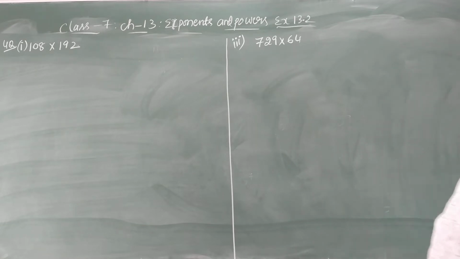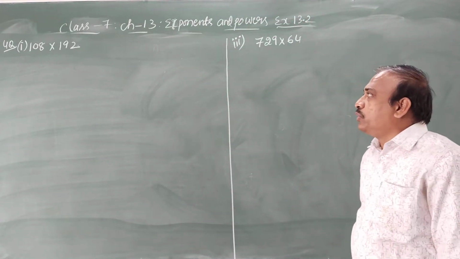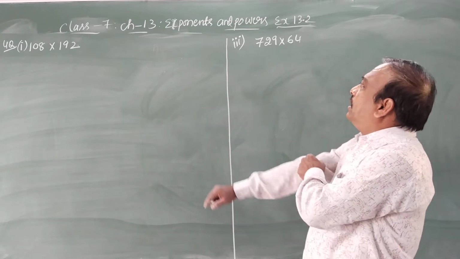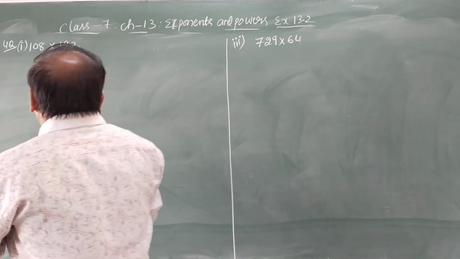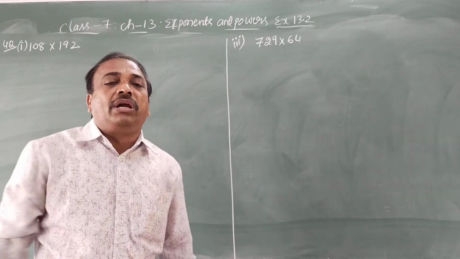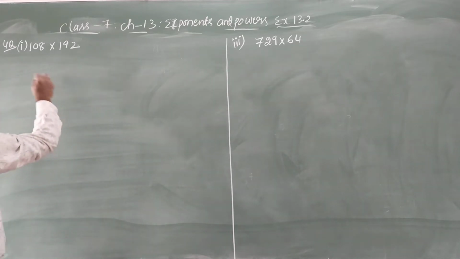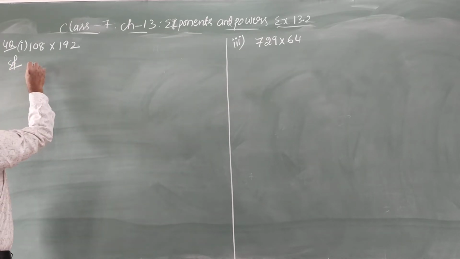Question number 4. Express each of the following as a product of prime factors only, in exponential form. The first is 108 into 192, and the third one is 729 into 64. Each one you have to express as a product of their prime factors in exponential form only. So first, prime factorization.